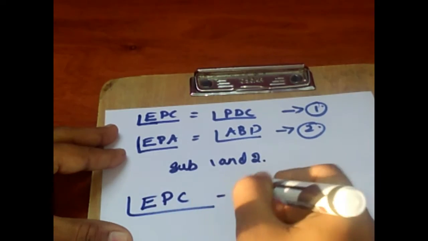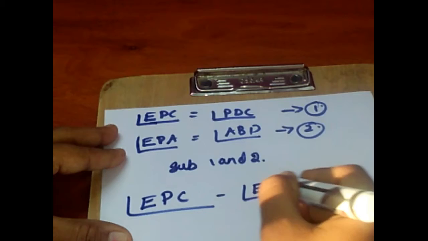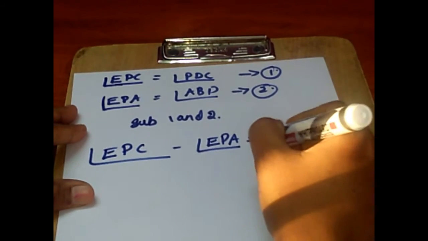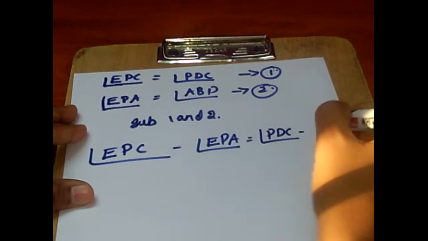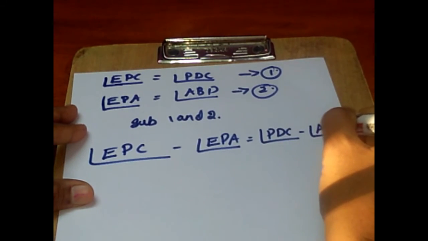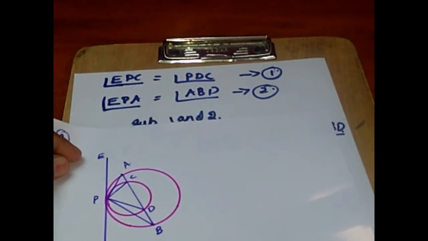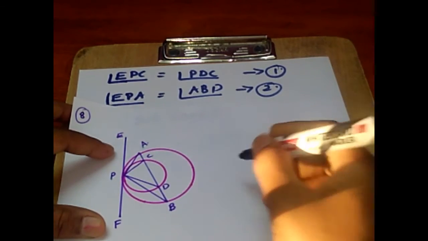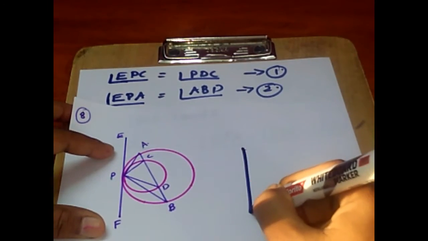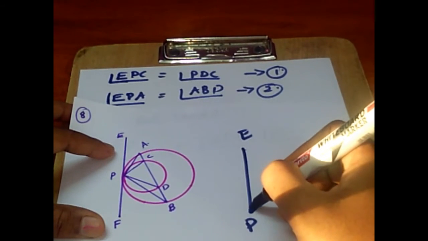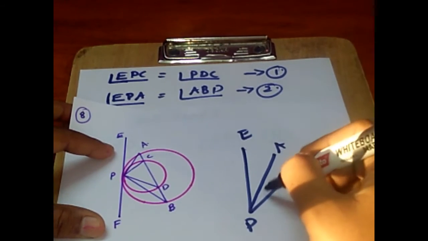Angle EPC minus angle EPA is equal to angle PDC minus angle ABD. Now let us move on to the diagram to find out what is EPC minus EPA. Here we have the angle EPC and this is the angle EPA.